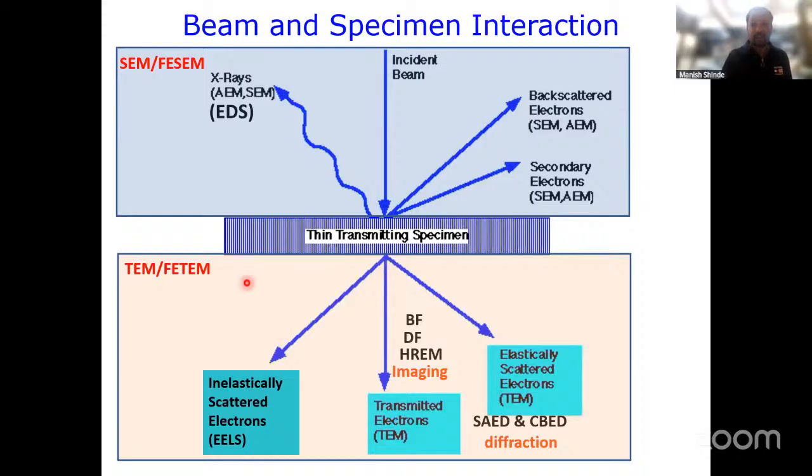Now, these secondary electrons in SEM are useful for SEM analysis. Backscatter electrons are also useful for SEM analysis, while these X-rays are useful for chemical composition information. Similarly, elastically scattered electrons are useful for electron diffraction pattern generation. Directly transmitted electrons are useful for imaging, and inelastically scattered electrons are useful for a spectroscopy called electron energy loss spectroscopy. Okay, we'll see one by one.